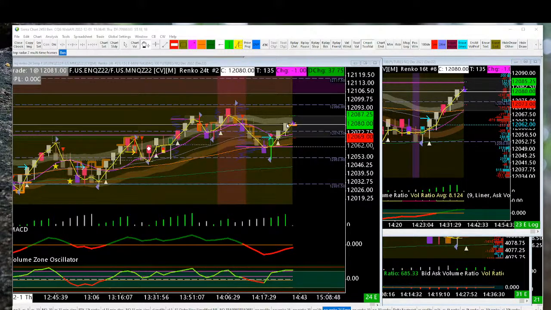There it is at the top of the channel. Now if it rejects, we're going to close on. That's a good short. So 68.75.